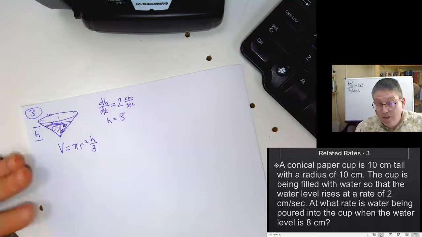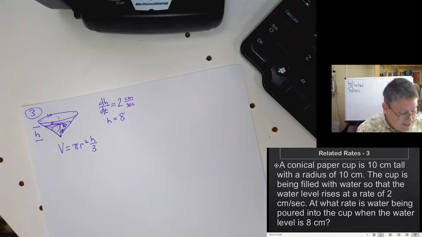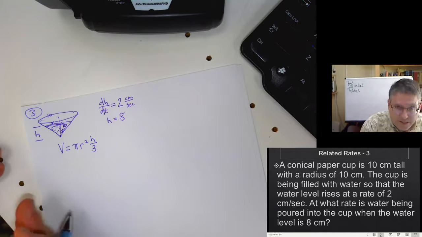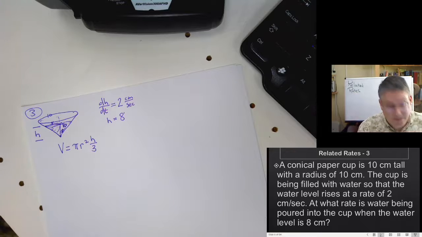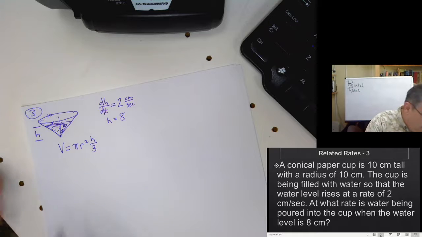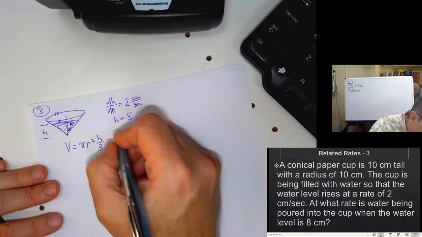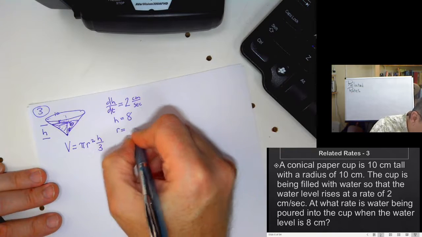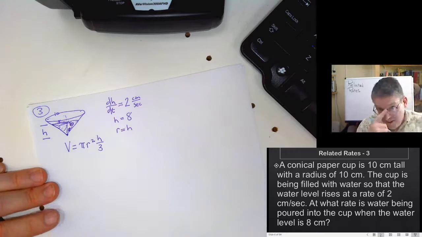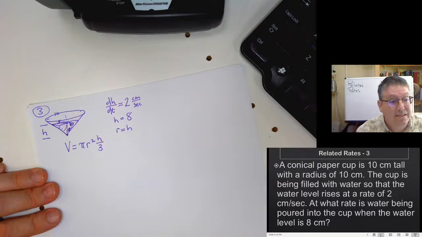If the cup doesn't have the radius and the height equal, you're going to have to figure out the ratio of that. But it's a similar triangles thing again. But here, they've just told us the radius equals the height at any given water level, because it's 10 and 10. So for our purpose, we can say R equals H, which is a great help because this problem doesn't actually ask about what's happening with the radius.